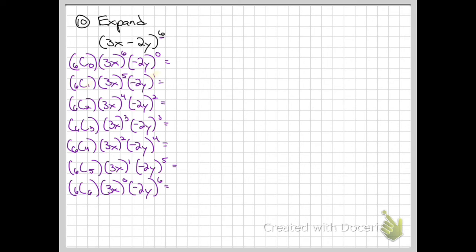Okay, in a calculator, 6C0, well, that's always going to be 1. Anything C0 is going to be 1. Anything C1 is just going to be itself. Now I'll start using a calculator. 6C2 is 15, 6C3 is 20. I'm in the middle now, so I know they're going to repeat.